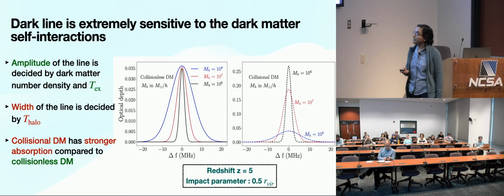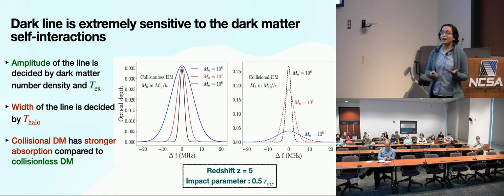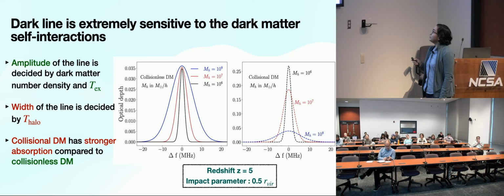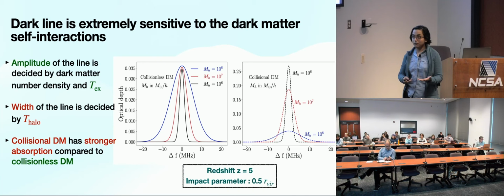So here is a plot for the absorption line in case of collisionless dark matter and collisional dark matter for three different halo masses. So this plot shows that the absorption feature imprinted by dark matter would be sensitive to dark matter self-interactions. So in case of collisionless dark matter, when we increase the halo mass, the amplitude of absorption increases because there is more dark matter there to absorb photons. But in collisional dark matter, the amplitude falls. This happens because in collisional dark matter, the population of dark matter particles in the two states is decided by the halo temperature. So if you have larger mass halo, then larger temperature means there are fewer particles in the ground state to absorb photons.